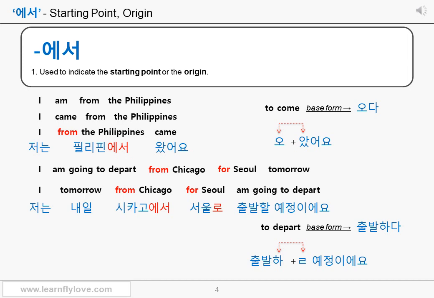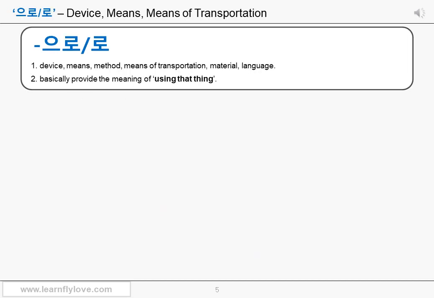Okay? If you use the verb go, 가다, then you can use either the destination particle 에 or the direction and destination particle 으로, 로. 저는 내일 시카고에서 서울에 갈 예정이에요. Or 서울로 갈 예정이에요. We've just used the particle 으로, 로 to indicate the direction and the destination at the same time.